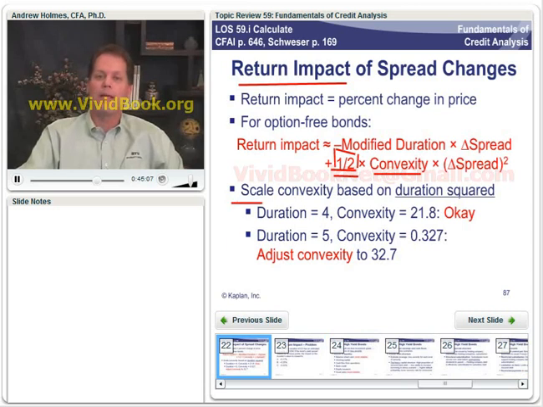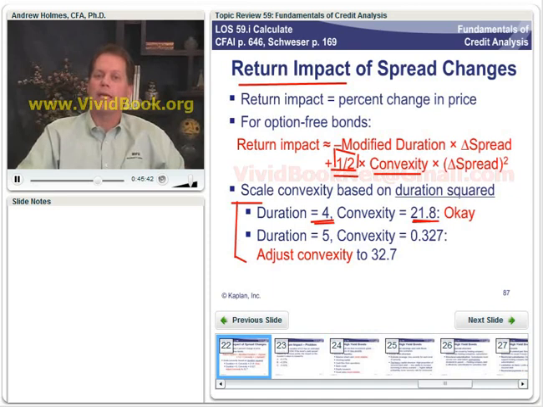Now, what does that mean? First of all, don't think of this as some sort of economic principle. We're going to scale convexity based on duration squared. Well, all we're saying here is the data can be stated where you're given duration of 4 and convexity in the form of 21.8. If you take 4 and square it, you get 16. Well, the magnitude of duration squared and the magnitude of convexity should be about the same, right?